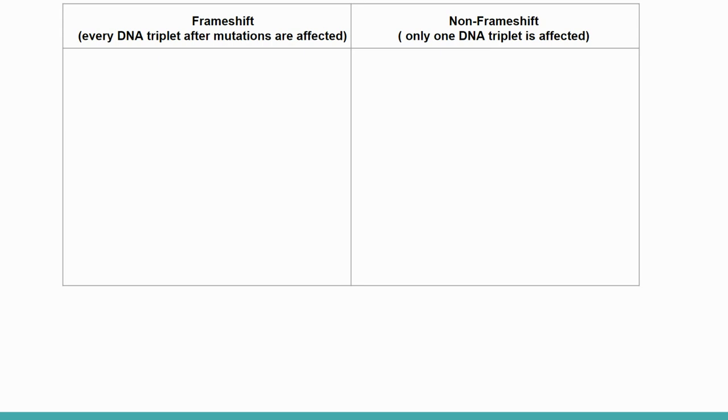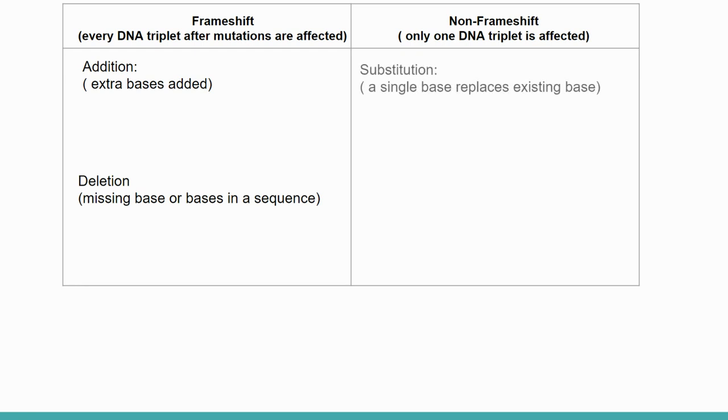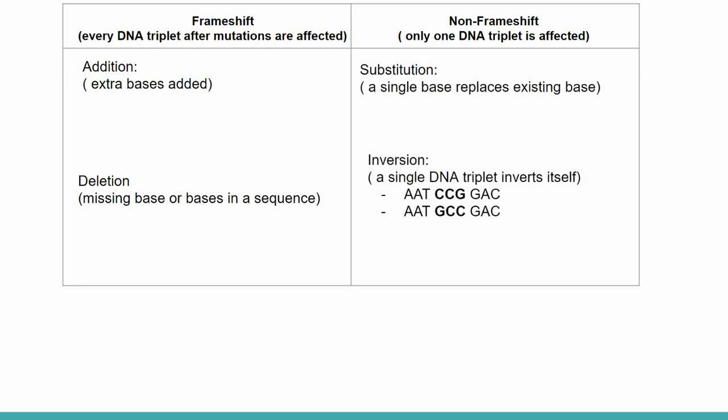So we're going to start into this chart here with 2 different types of mutations, frameshift and non-frameshift. What you have to understand is that a frameshift mutation will have an effect on all the DNA that comes after that mutation. So that little codon, that 3 letters, ATT, anything after that in a DNA sequence will also have an effect. In a non-frameshift mutation, only the 3 letters are affected. So ATT is the only one affected, nothing else. Within these 2 categories, you have additions and deletions on the frameshift side, substitutions and inversions on the non-frameshift side.